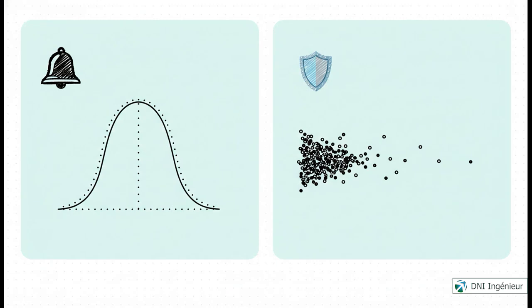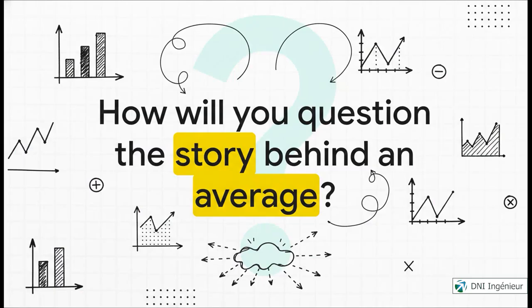So which one do you use? It's simple. Standard deviation for clean data and IQR for messy, skewed data. So next time you see an average reported, you'll know to ask, okay, but what's the spread?